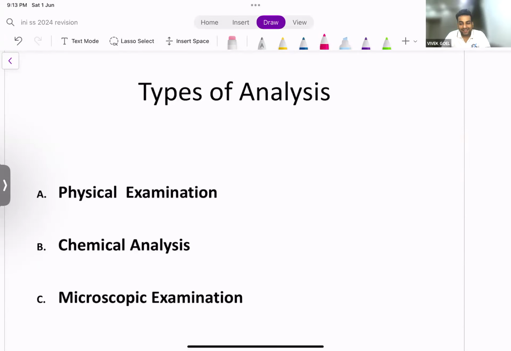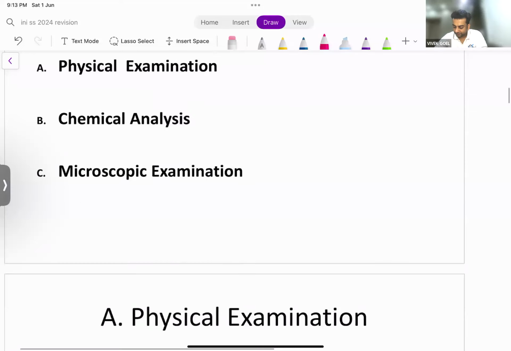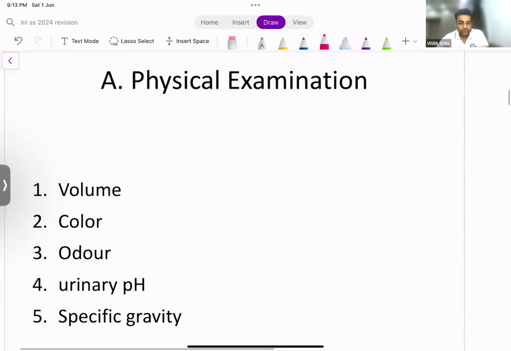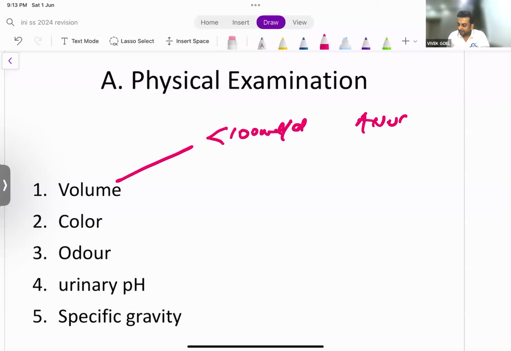Now, what are the types of analysis that you do in the urine that you collect? One is a physical examination, then you do the chemical examination, and you do the microscopic analysis, which we will study under these three headings and try to understand the urine routine examination. Now, what are the components of physical examination of urine? Of course, the volume of the urine. If the volume of the urine is less than 100 ml per day, that is known as anuria. If it is less than 400 ml per day, it is known as oliguria.